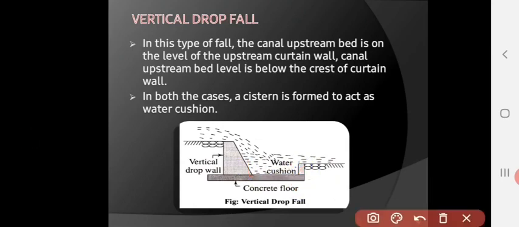So the first falling water is stored over here by this wall, right? And the next water falls on the water only. So the first falling water provides a water cushion to the next, and thereby we can reduce the erosion or impact of falling water on the bed or concrete floor, right? So in case of vertical drop fall, a water cushion is created by the cistern.